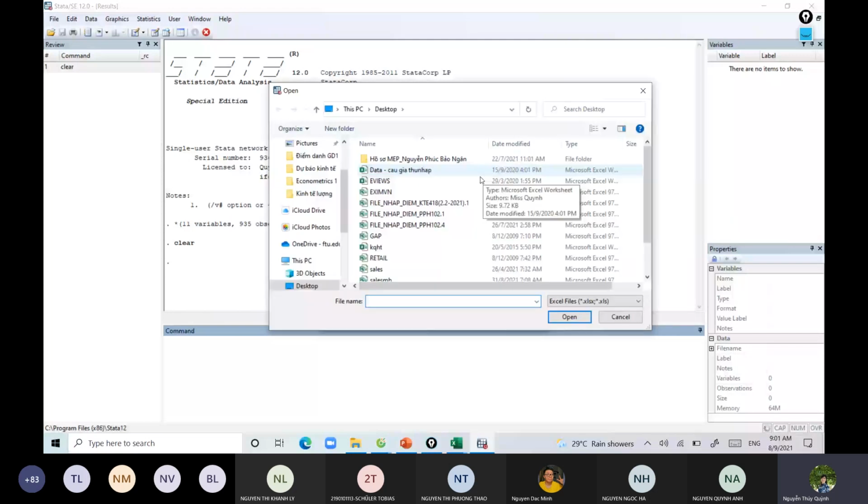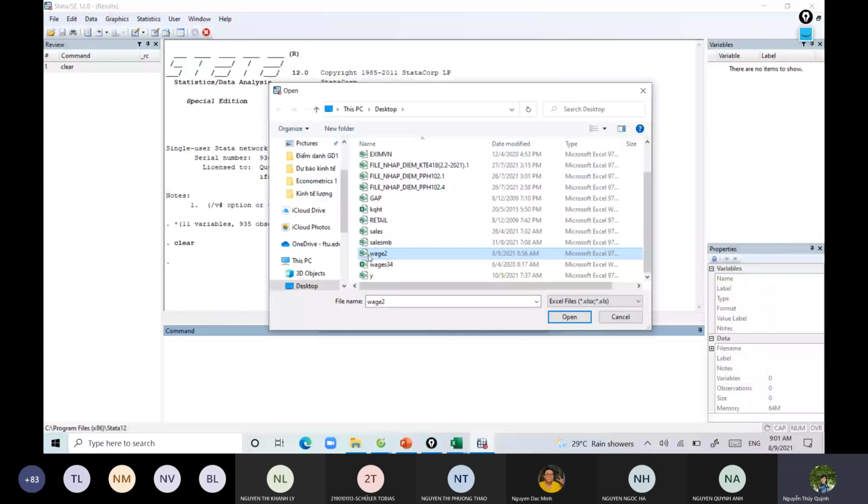And remember that the link that leads to the file must not have any special characters, must not have any Vietnamese characters like the hat or the accent or something like that. Okay, all right, and then open.